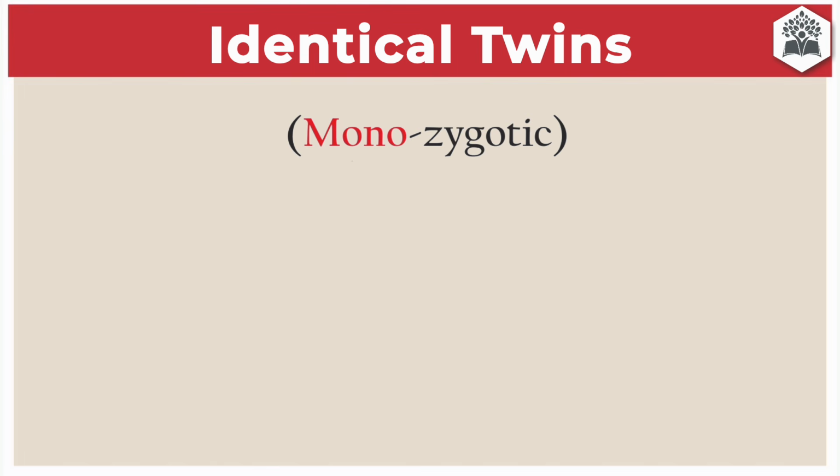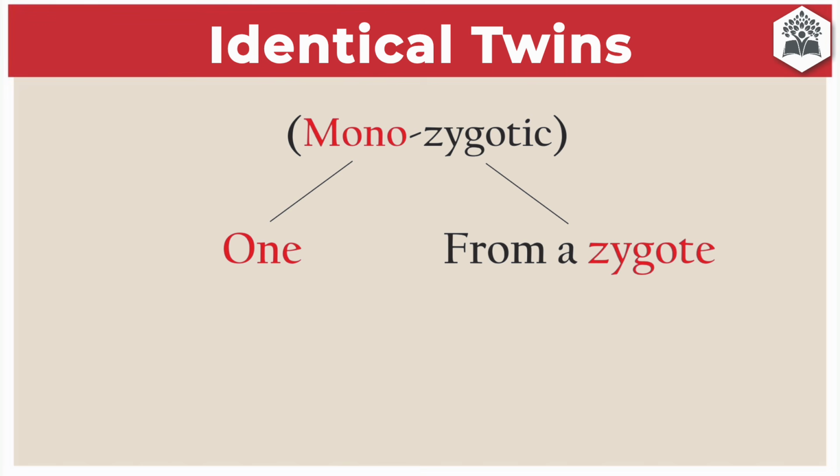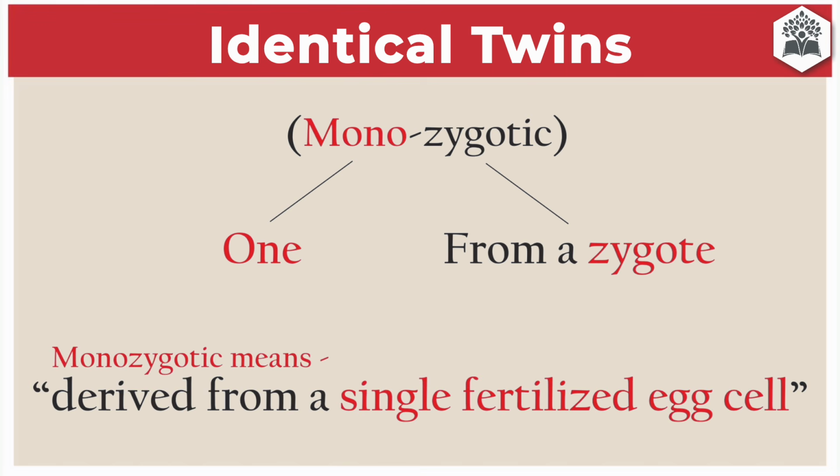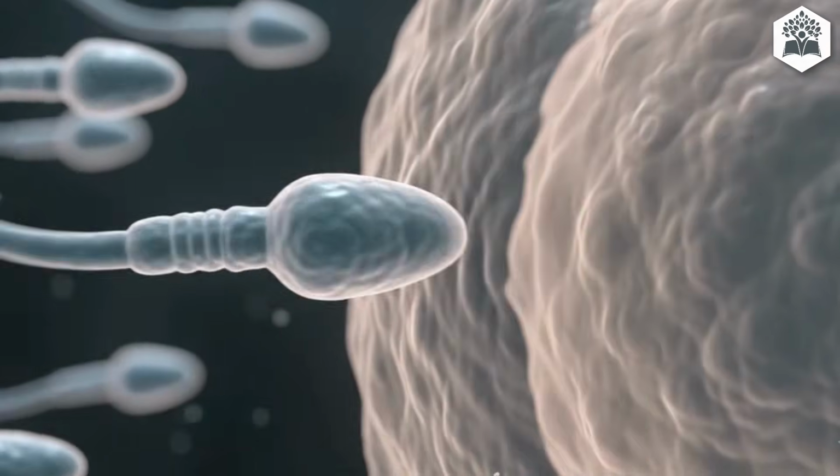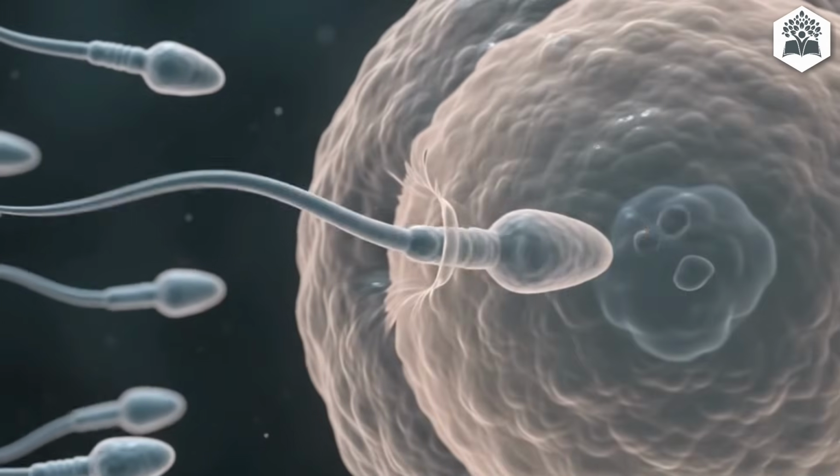Etymologically, the term is derived from mono, meaning one, and zygotic, meaning from a zygote. So the term monozygotic twins combines Greek roots to mean derived from a single fertilized egg cell. Here's what happens. A single sperm fertilizes a single egg. So initially there is just one zygote.